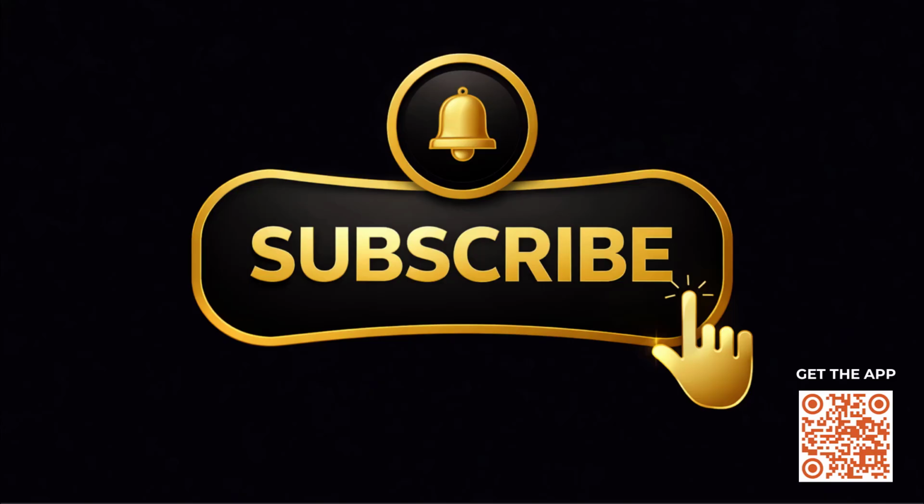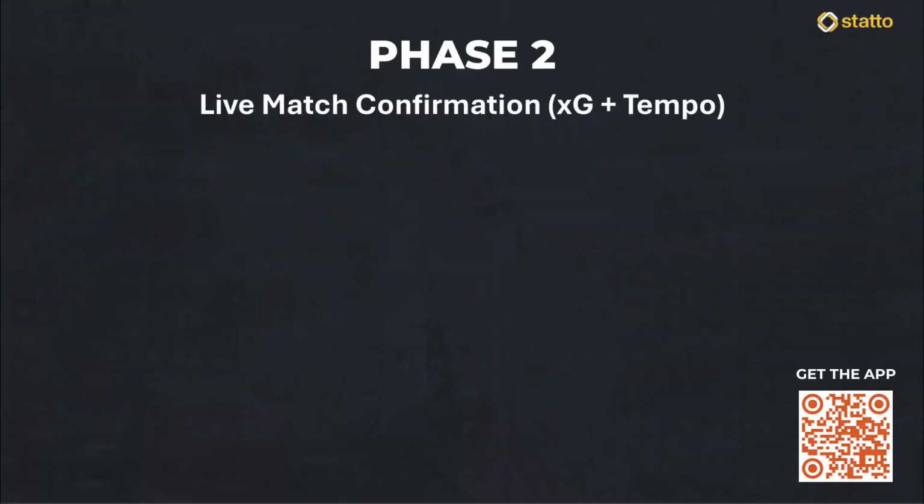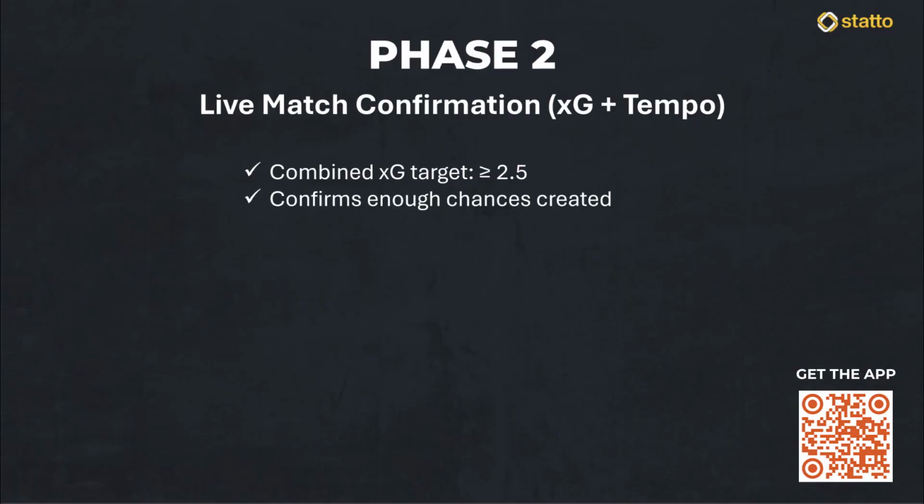Anyway, let's move on to phase 2, which is where you assess the match while it's actually being played. And this is where you're looking for confirmation that the game is living up to expectations. The first thing to look at here is the total expected goals in the match. As a rule of thumb, you want to see around 2.5 expected goals or higher across both teams combined.